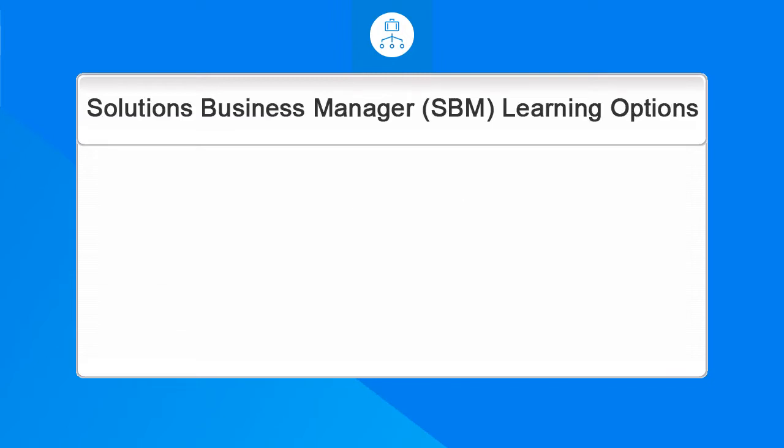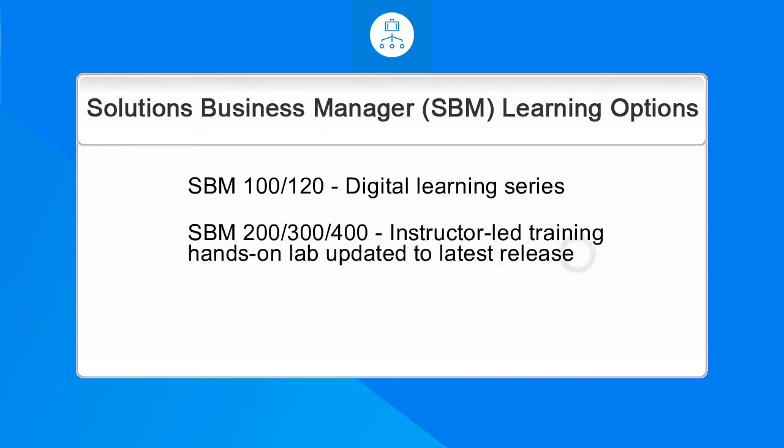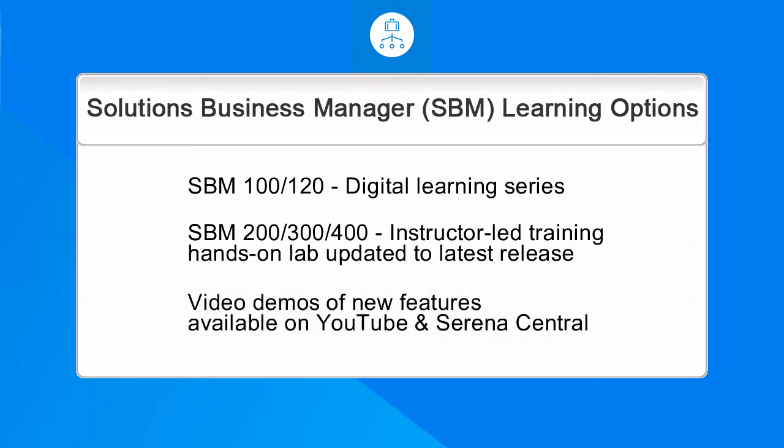Let's start with the learning options for SBM. We have our Digital Learning Series, SBM 100 and 120. These courses are self-paced, online, and available 24/7 for a full year after purchase. We have our Instructor-Led Series, SBM 200, 300, and 400. You can sign up for one of our scheduled classes which are taught online in a virtual classroom, or talk to your Microfocus rep about setting up on-site classes. And we also have a variety of resources on the web, including our new feature series of short videos produced in support of each new SBM software release.